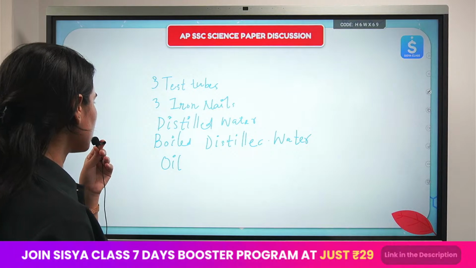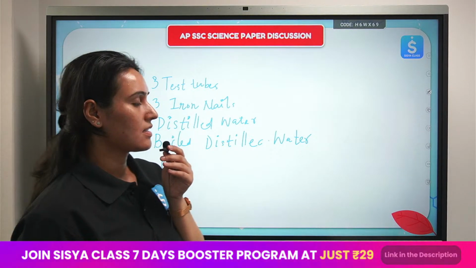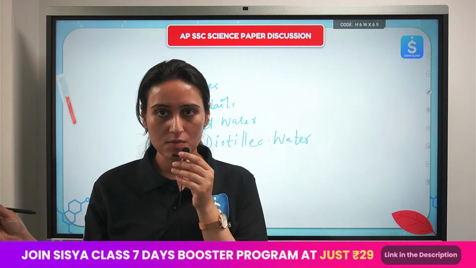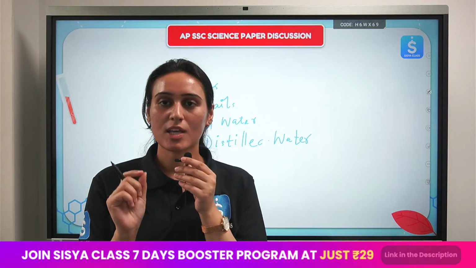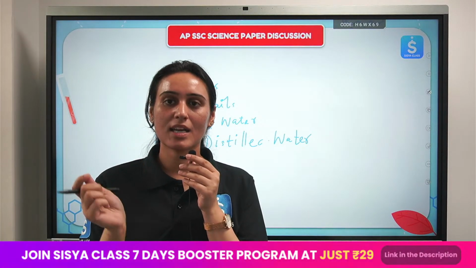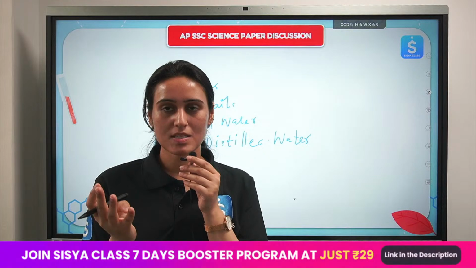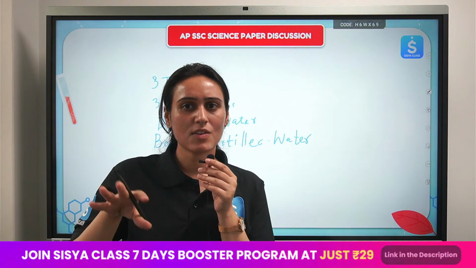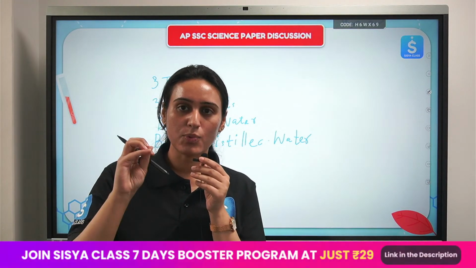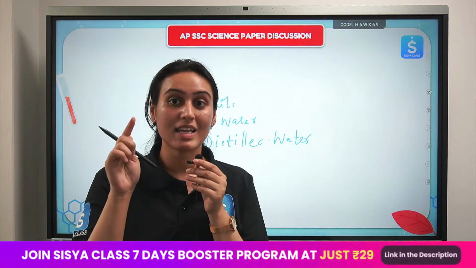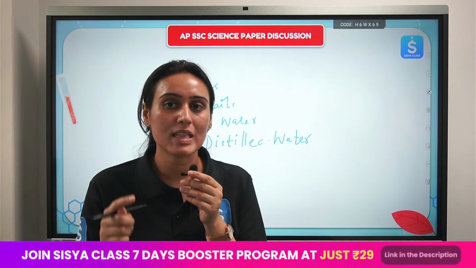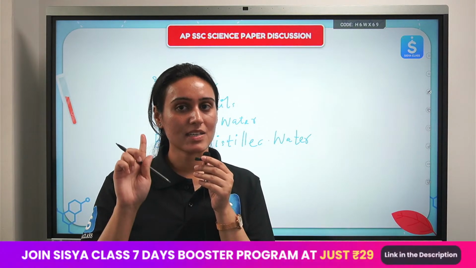Okay, so what should we do next? In those three separate test tubes, in the first test tube you will take one iron nail and you will add distilled water to it. Okay, so distilled water is present, iron nail is present, and we are not adding anything extra, so both air and moisture will come into contact with that iron nail in test tube A.